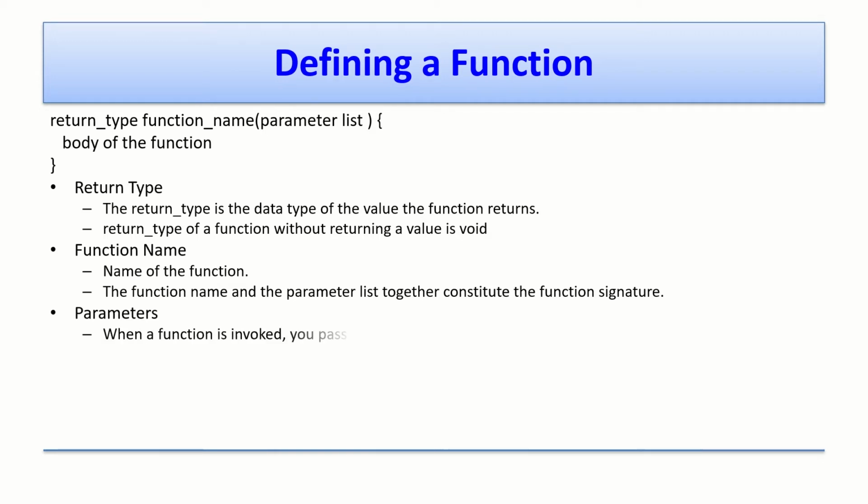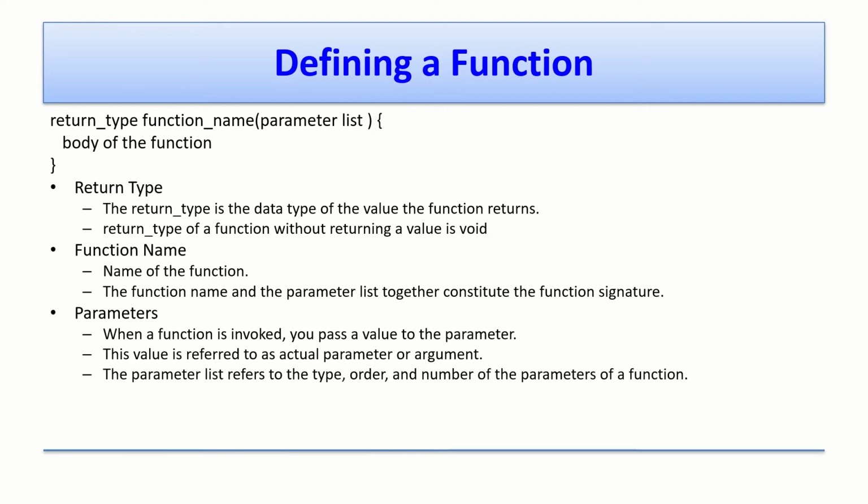And then what are the parameters? When a function is invoked, or when we call that function, we have to pass relevant values to the parameters. These values are referred to as actual parameters or arguments. So usually we call those parameters or arguments, right? The parameter list refers to the type, order, and number of the parameters of the function. For example, if you have a function having two parameters, which are, say, integer and double in data type, you have to pass integer and double in that order, right?